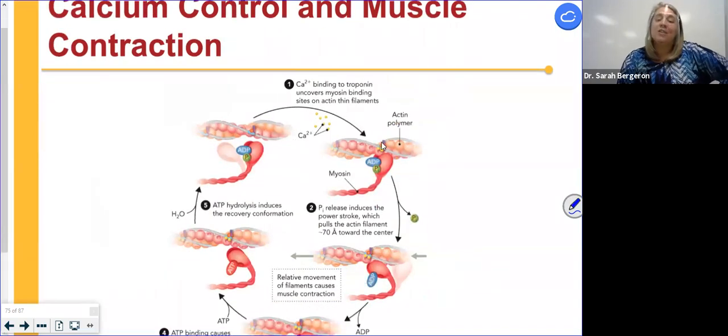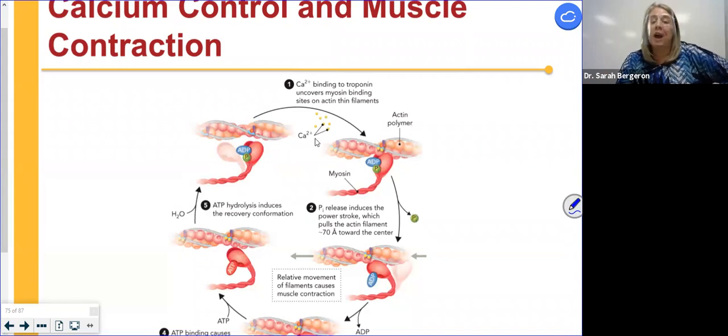All right, so when we start, we have our actin, we have our binding sites that are covered, and we have a molecule of myosin. Now, that myosin at this point in the cycle has an ADP and an inorganic phosphate. What does that tell you? An ATP was there, but it was already hydrolyzed, right?